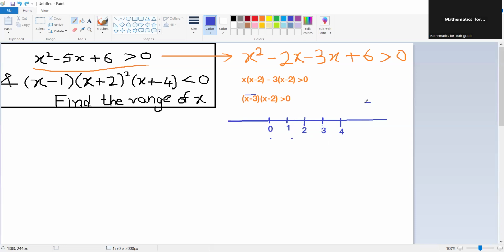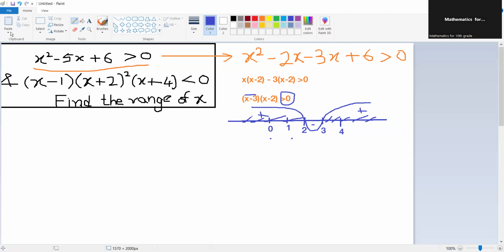What do we do? When we come from the right side up, we first meet 3, then we go down, and then this is the other factor. Is there any other factor? No. So we just go directly there. So this is the positive side, and this is the negative side. Because this is greater than 0, we need to focus on the positive aspects, which is the number line on the right side of 3 and on the left side of 2.